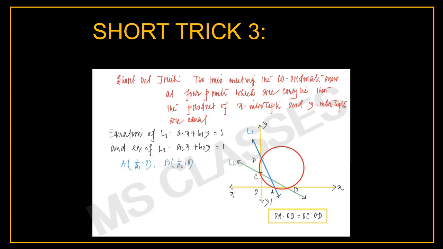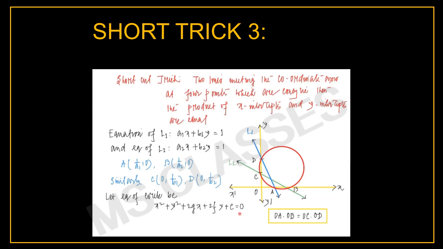Similarly, for C, we'll put x equal to 0, so it is (0, 1/b1) and D is (0, 1/b2). So we got the points. Now the circle is passing through these points. First of all, we take the general equation of circle. Let the equation of circle be x square plus y square plus 2gx plus 2fy plus c equal to 0.